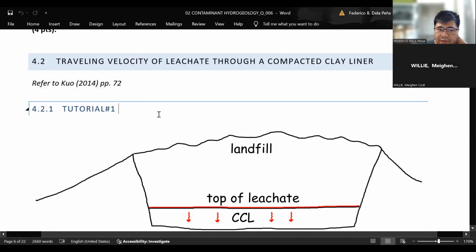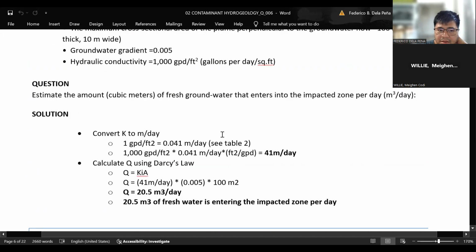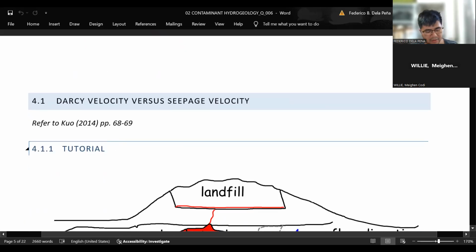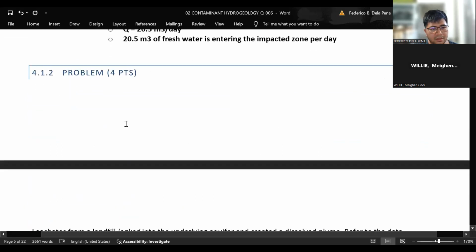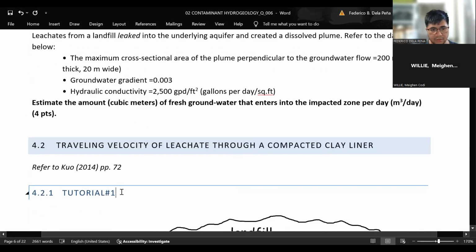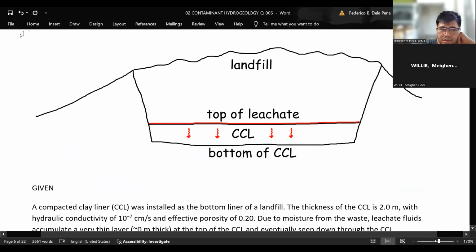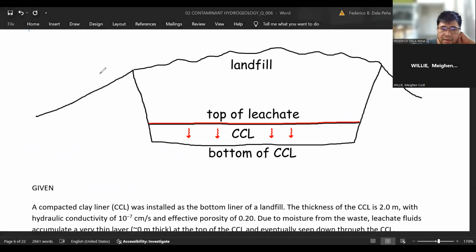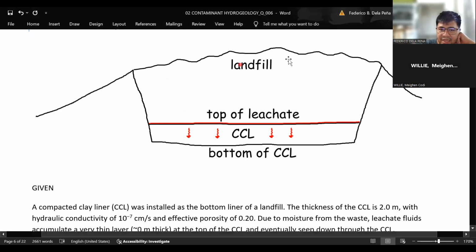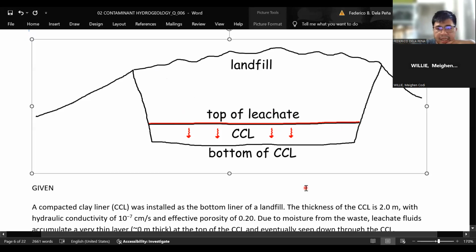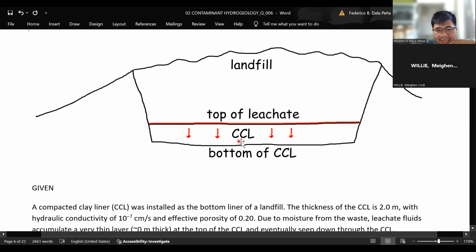Now, this is tutorial 1. This is tutorial 2. For tutorial number 2, again, you have your landfill in here, and you have your leachate. And then you have what we call your compacted clay liner. This compacted clay liner serves one purpose.